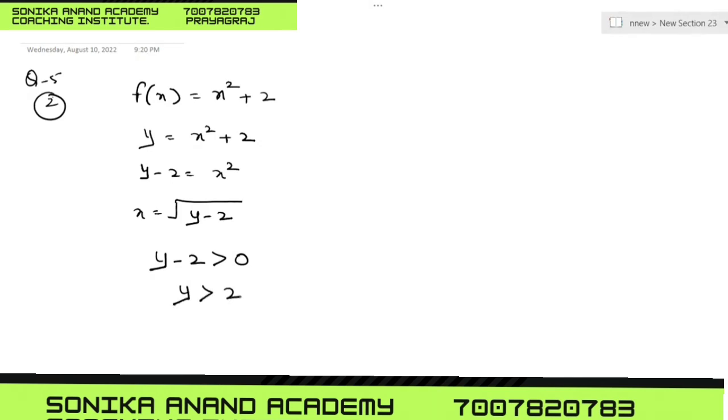So thus this is 2. So the value of y is greater than 2. So what does its range become? Greater than 2, and 2 is not included. So we write (2, infinity). Okay. Just check the answer. We have to include this.